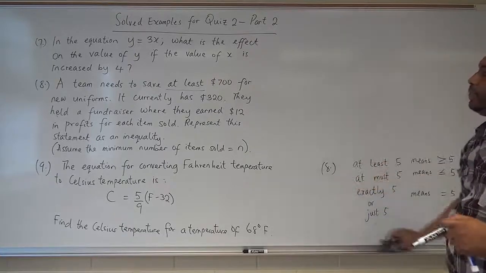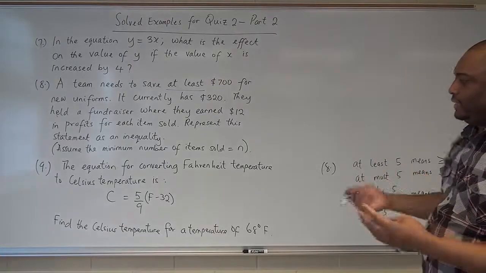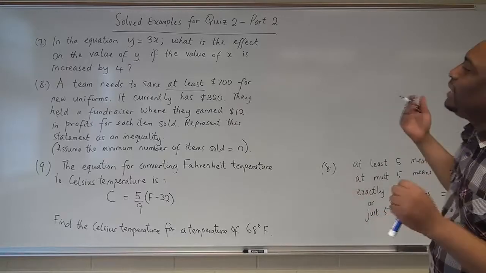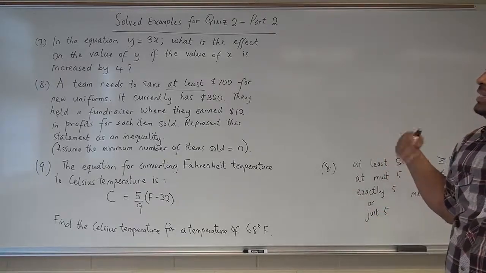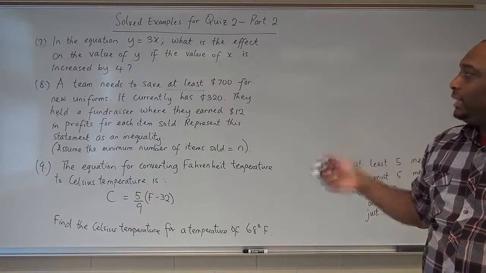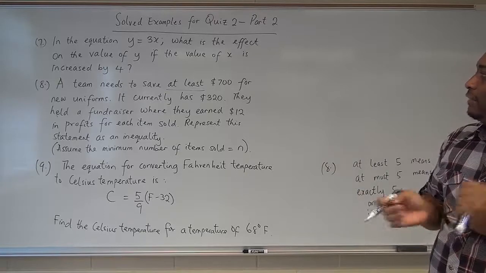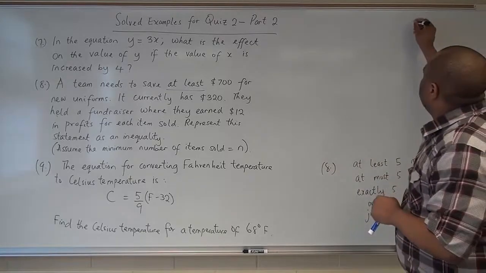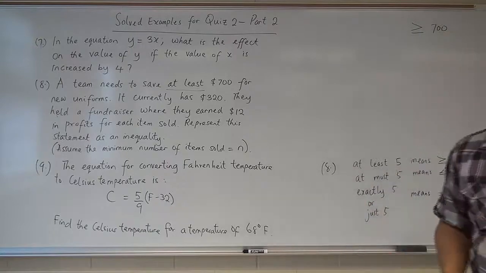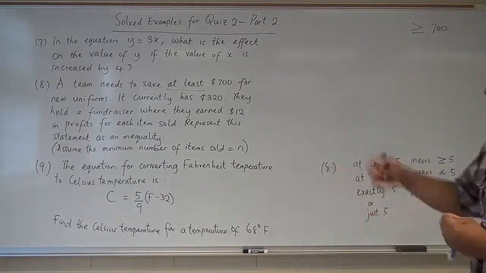So in question 8, we assume the minimum number of items sold is n, right? They need to save at least $700. So this deals with money. At least $700, that's what they need to save. At least 700 means greater than or equal to 700. That is what they need to save.